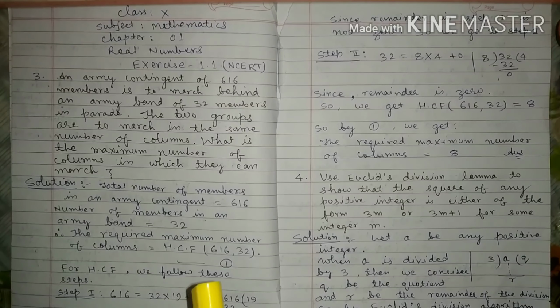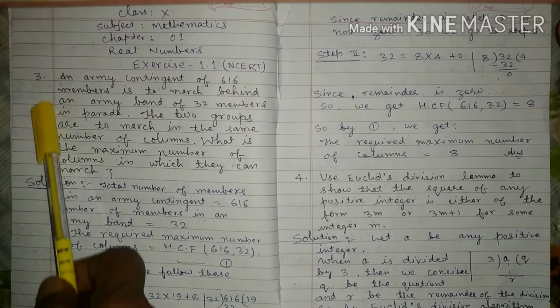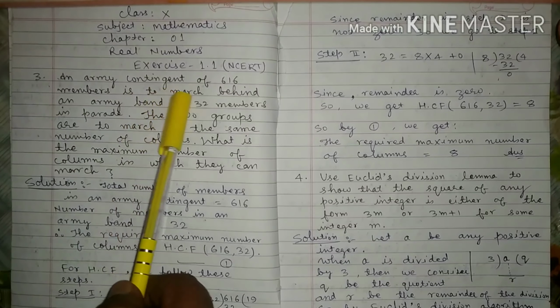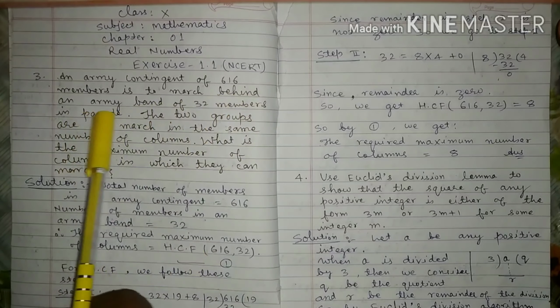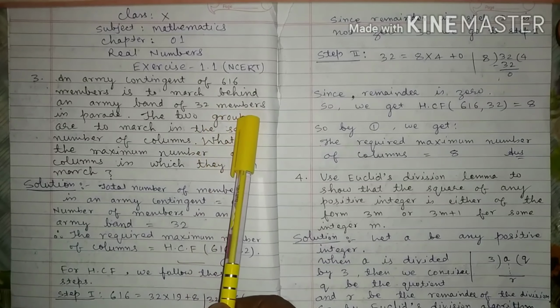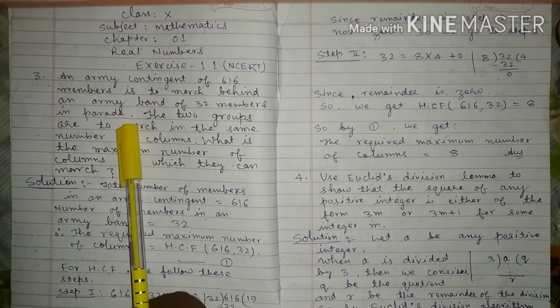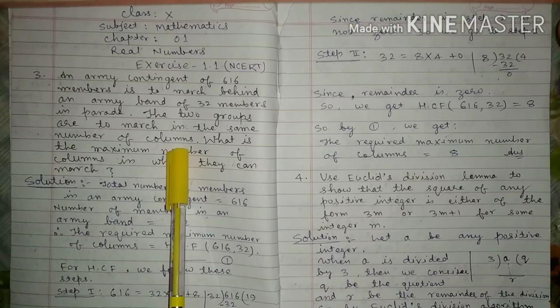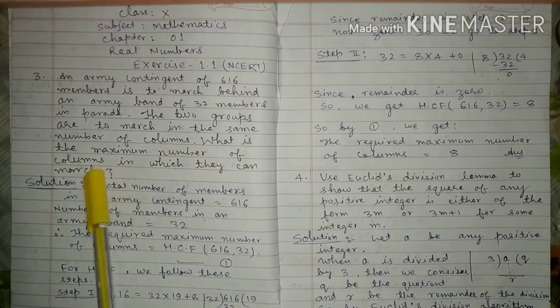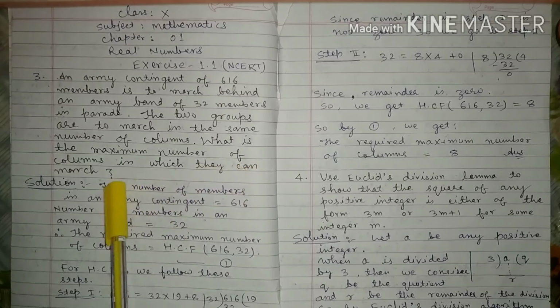My dear students of class 10, I am going to start chapter 1 Real Numbers, exercise 1.1 of the NCERT book, question number 3. Question number 3: An army contingent of 616 members is to march behind an army band of 32 members in a parade. The two groups are to march in the same number of columns. What is the maximum number of columns in which they can march?